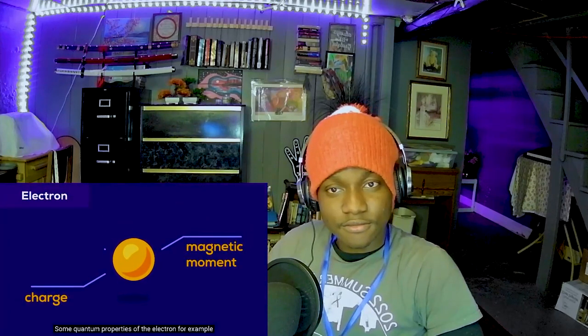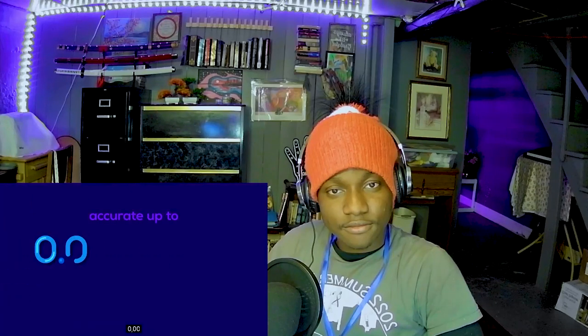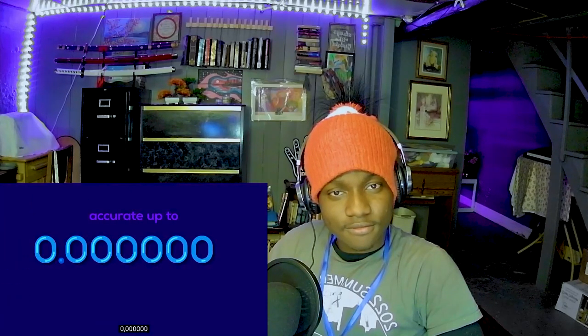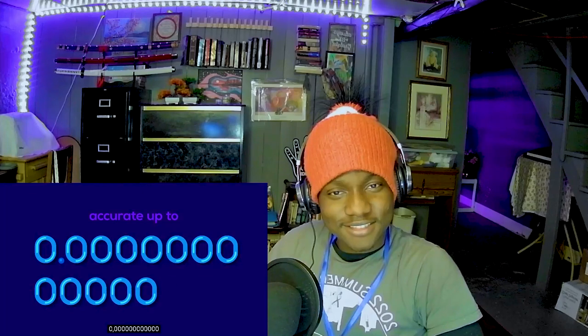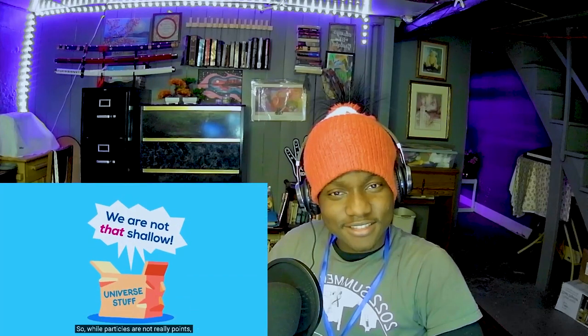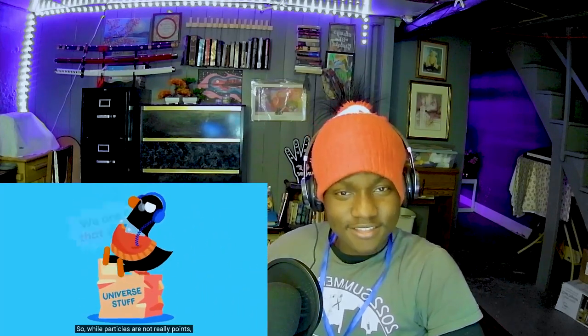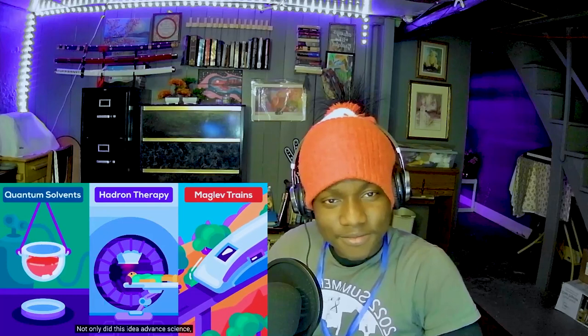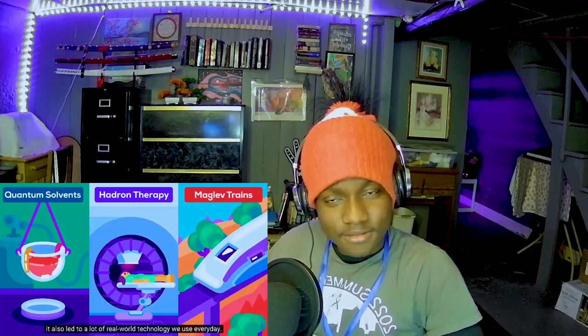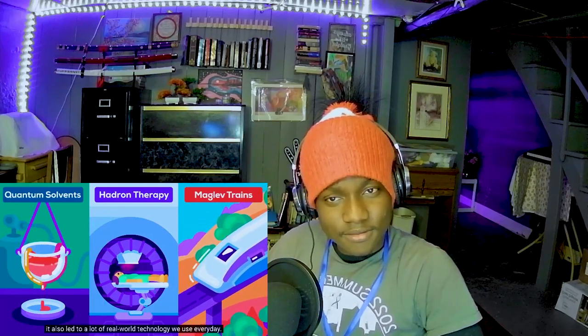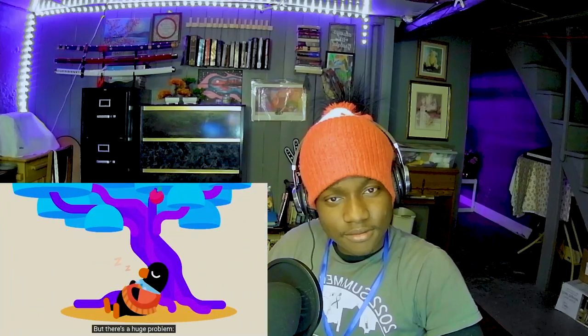Some quantum properties of the electron, for example, have been tested and are accurate up to 0.000000000002%. So while particles are not really points, by treating them as if they were, we get a pretty good picture of the universe. Not only did this idea advance science, it also led to a lot of real-world technology we use every day. But there's a huge problem: gravity.